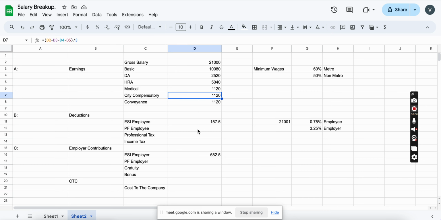Okay, now let's go into PF employee. So PF employee again, there are many rules in PF, at least 2-3 rules that you must keep in mind. So I'll brief you that first. Let's first understand how it is calculated.